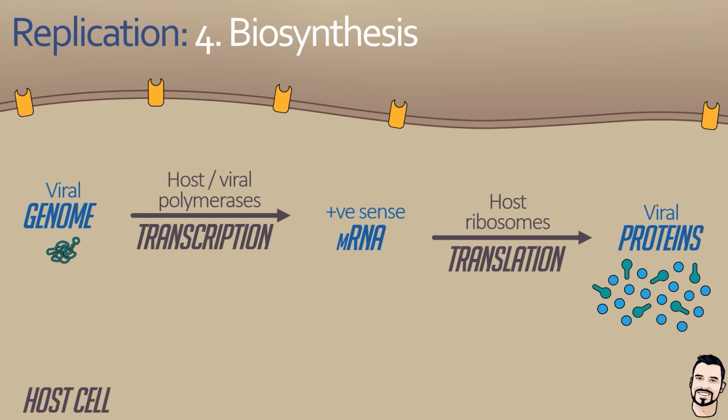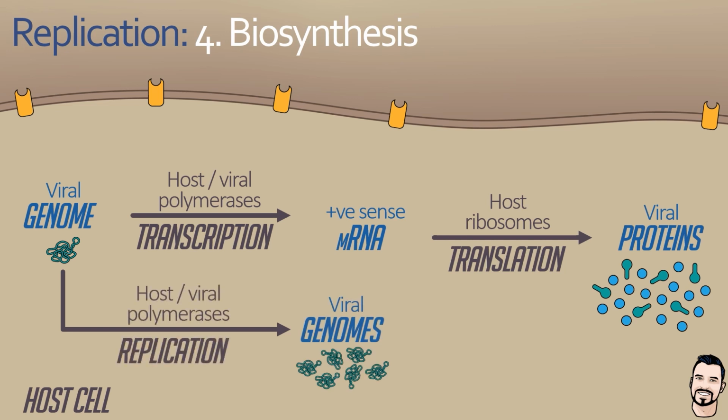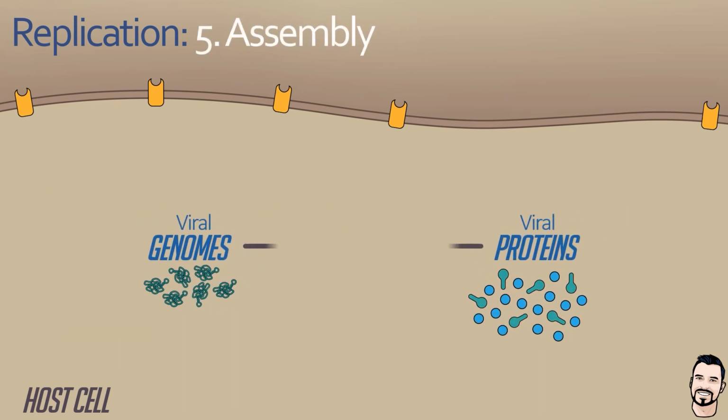However, each new virus will need a copy of the viral genome, and this is completed via the process of replication, again using either viral or host-derived polymerases. And so at this point, we have everything we need to make new progeny virions. And so we enter the assembly phase. Now this can take place in either the nucleus or the cytoplasm, with DNA viruses typically being assembled in the nucleus and RNA viruses being assembled in the cytoplasm.